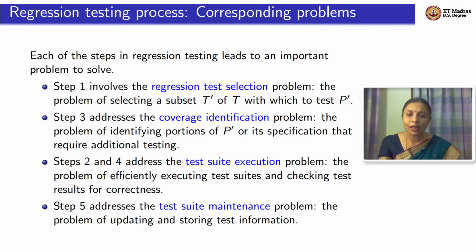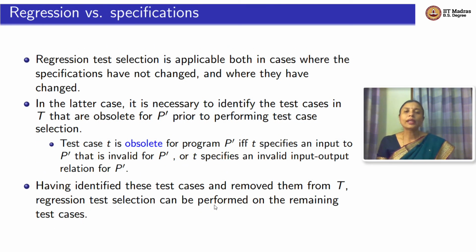For further modifications to P prime, how do I decide a base set of test cases? The text that is colored in blue are the problems that you have to solve as you go on. Steps 2 and 4 are the easiest because if you have good automation tool support, you can execute your test cases. But how do you select regression test cases? How do you add new test cases to it? And how do you park a set of test cases? Those are problems that need algorithmic or human intervention by a tester. So let's look at the regression test selection problem.